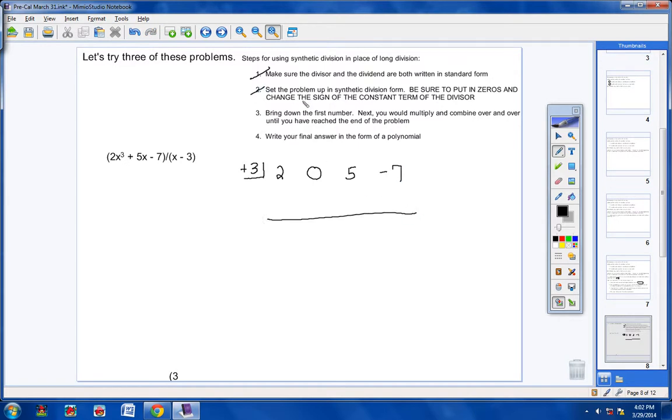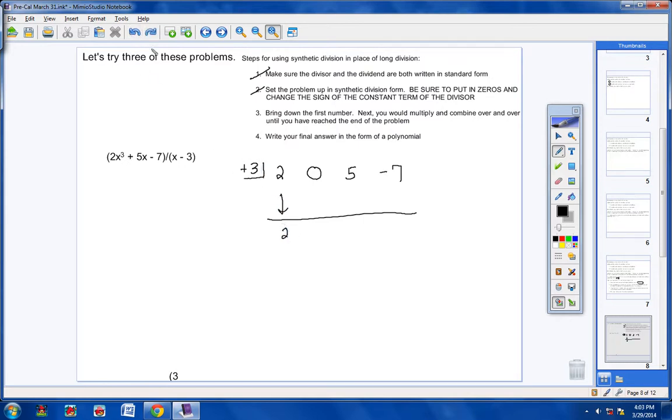We completely did step 2. We set the problem up in synthetic division form. We changed the sign of the constant term and put it right here, and we put zeros in where necessary. So now let's go ahead and move on to step number 3. Bring down the first number and then multiply and combine over and over until you reach the end. So bring down your first number, and here we go.